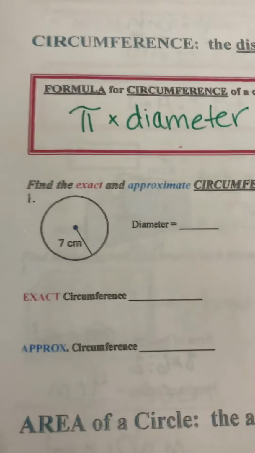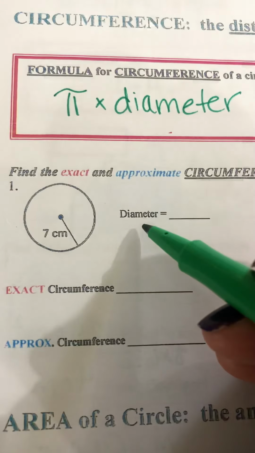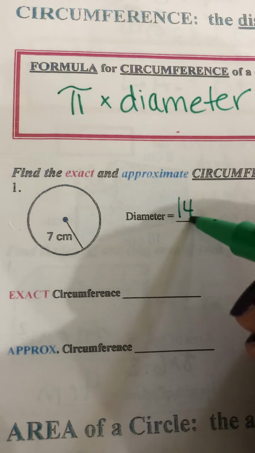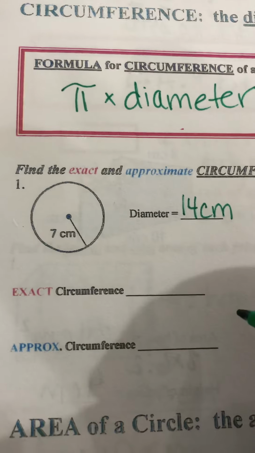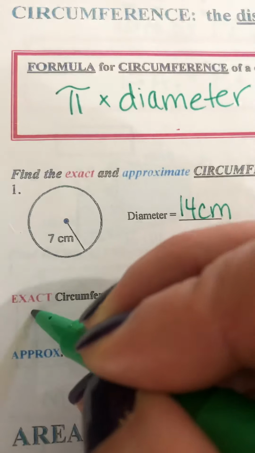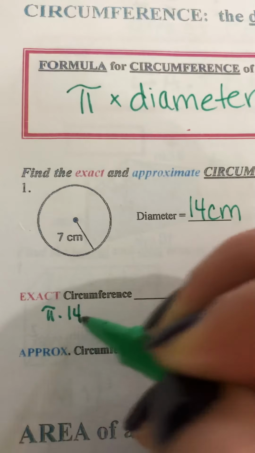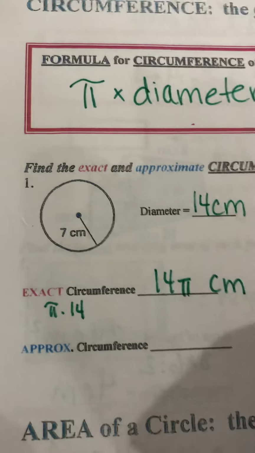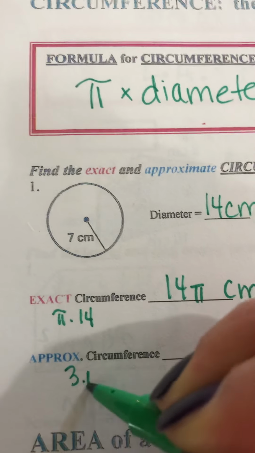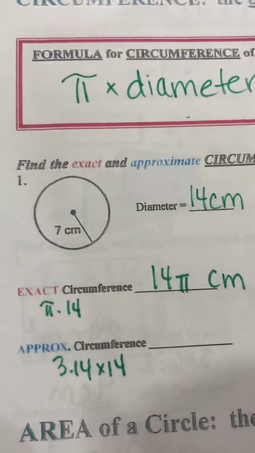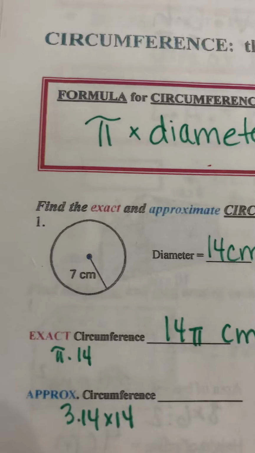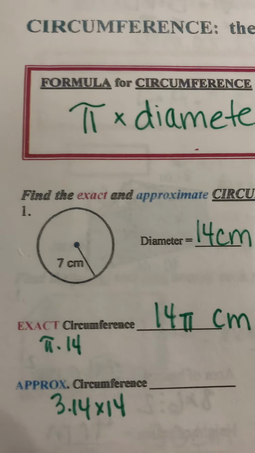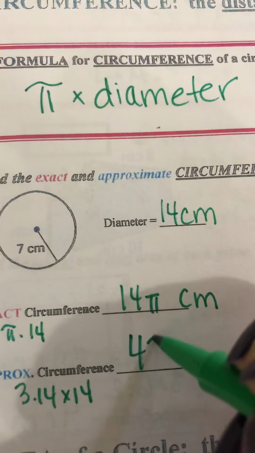So in this circle here, what's the diameter? Right, radius is 7, so diameter is 14. If I want to do the exact circumference, pi times diameter would be represented as 14 pi plus units, centimeters. And if I want to do approximate circumference, I'm going to type on my calculator 3.14 times 14 is 43.96 centimeters.